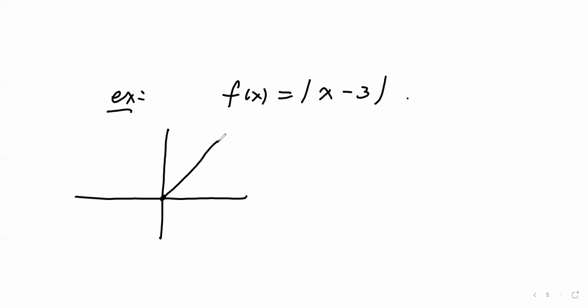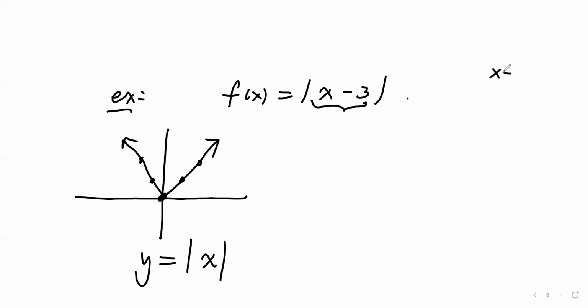So let me put this. I'm going to always remind you of the parent functions in case you forget. So that's this. It's like a V shape, right? V shape. This is a straight line. This is a straight line. Okay, now minus 3 means, if it's x minus 3, set this to 0, right? If you set it to 0, you get x equals 3. So that's a positive number. So that means we're going to the right.